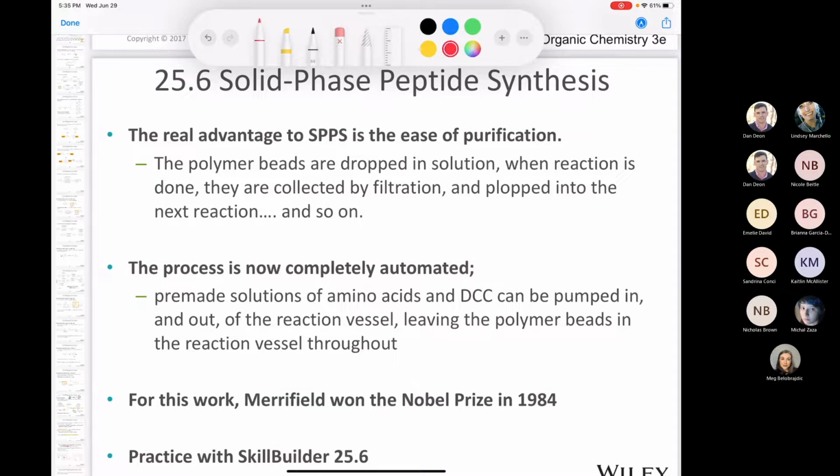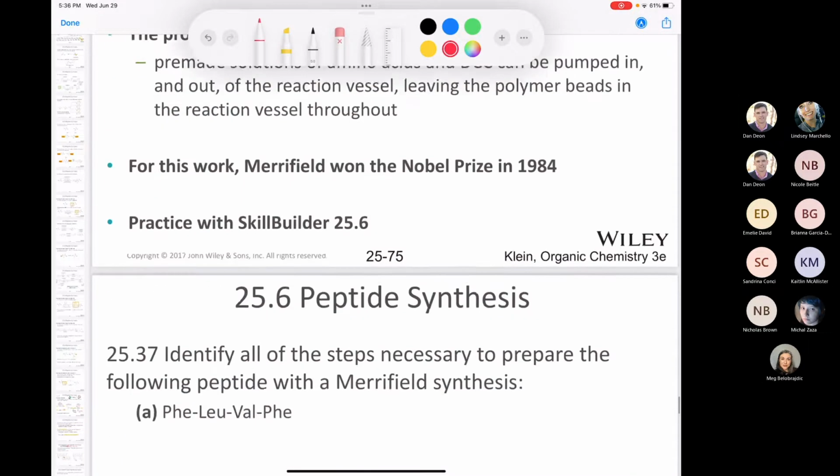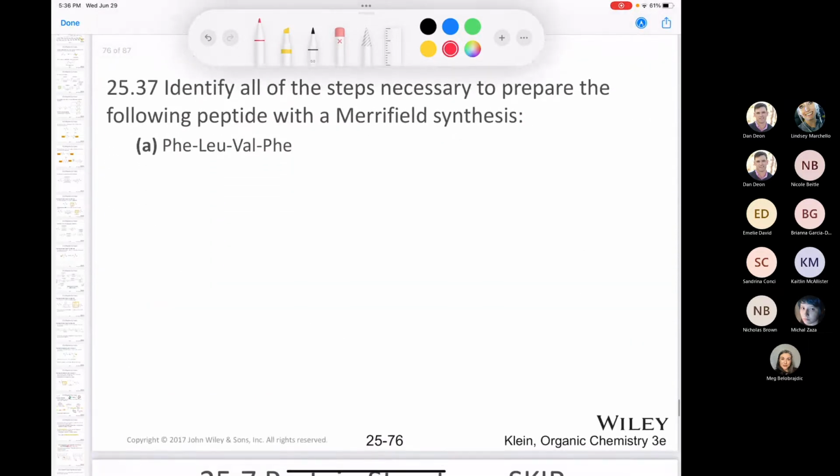Like I was trying to explain, the polymer beads are just in a solution, and you just collect them by filtration. There's no need to run difficult column chromatography and all this kind of stuff. You just grab them and keep going and going and going. Now the whole thing is automated, and you can make these giant peptides and proteins just by adding over and over and over on the solid phase or the solid support. So for solid phase peptide synthesis, Merrifield won the Nobel Prize. It's a long time ago, almost 40 years ago, but it's a pretty amazing way to make a peptide.